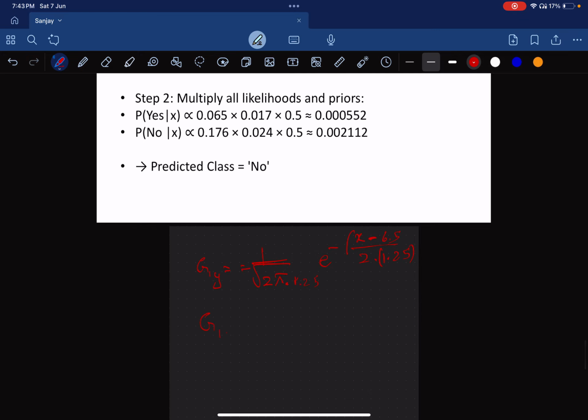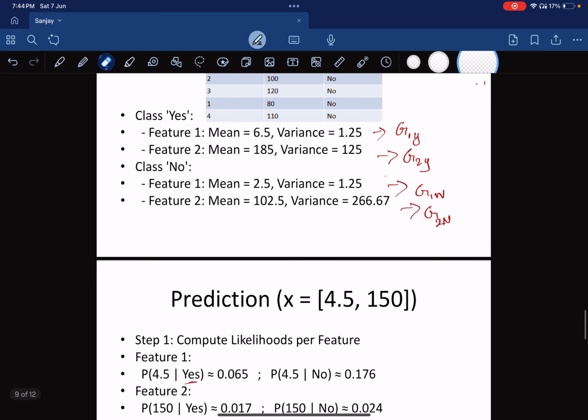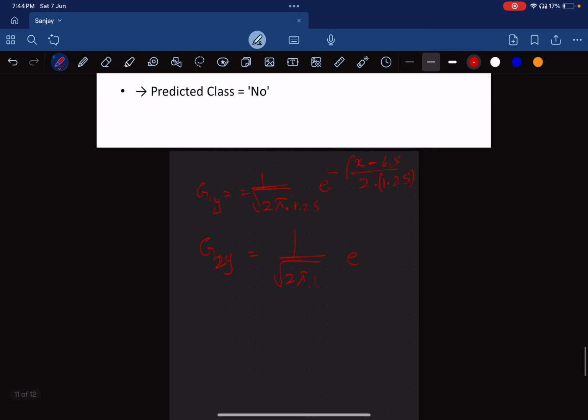Similarly, for the second feature, 1 by square root of 2 pi into 1.25. Sorry, the variance will differ. Here I forgot that point. Here the variance is the same, only the mean is 185, 1.25, and e power minus (x minus 185) divided by 2 into 1.25. This is the Gaussian function for feature 1 and feature 2 in the S class. We similarly do it for feature 1 and feature 2 for the no class.